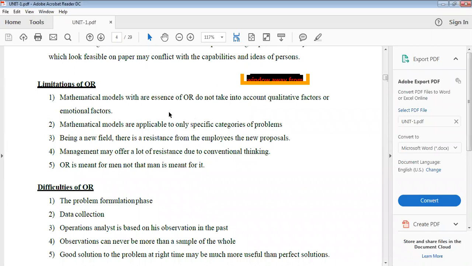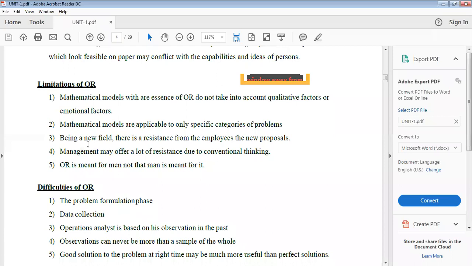Next, mathematical models are applicable only to specific categories of problems. All problems cannot be summarized and solved with mathematical models. Human factors of the workers cannot be solved that way, so the factory has to take a particular decision. The mathematical models will help only to improve production depending on the available resources in the factory.